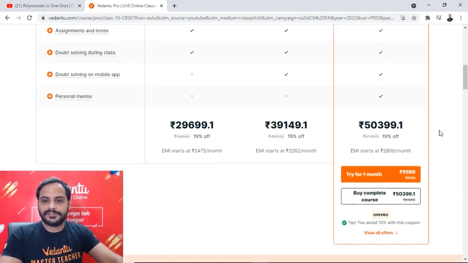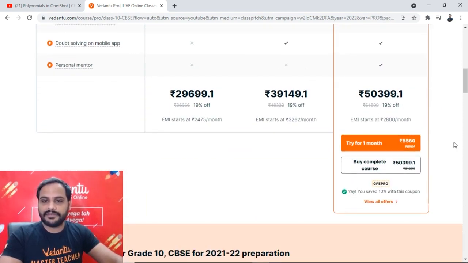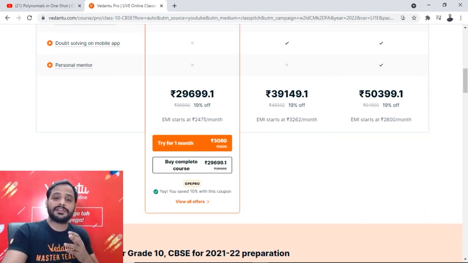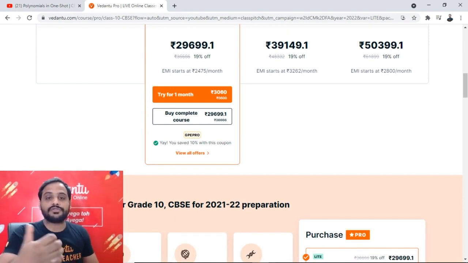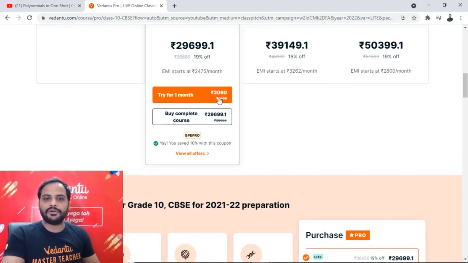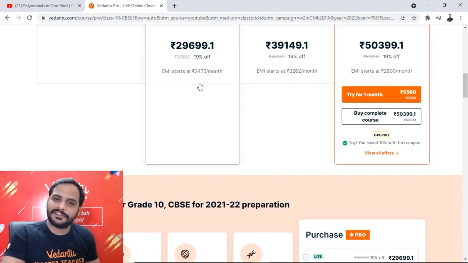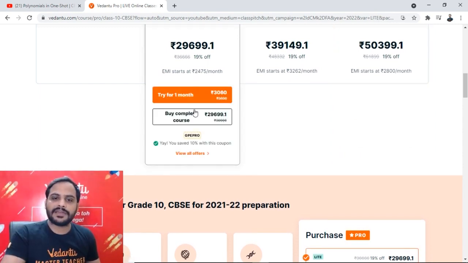All right, so the prices for all the three courses are mentioned over here. You can see them very well. If you are a new student who has not joined online education yet, or has not joined Vedantu yet, and you have some doubt, you can try this course for 1 month. So click on try for 1 month. You can try it only once. You can try Pro Lite, Pro Classic, Pro Plus, anything you want. Once you are done with the trial, you can buy the complete course.